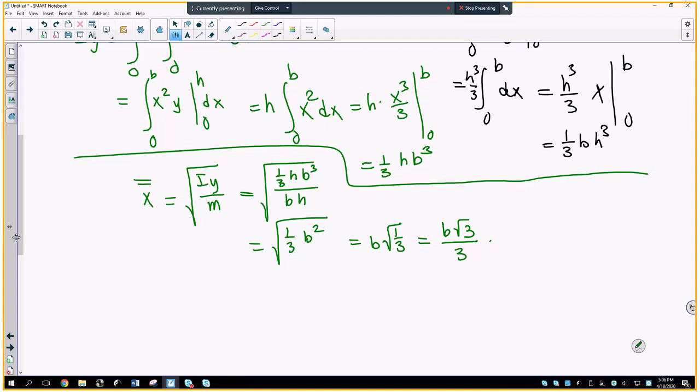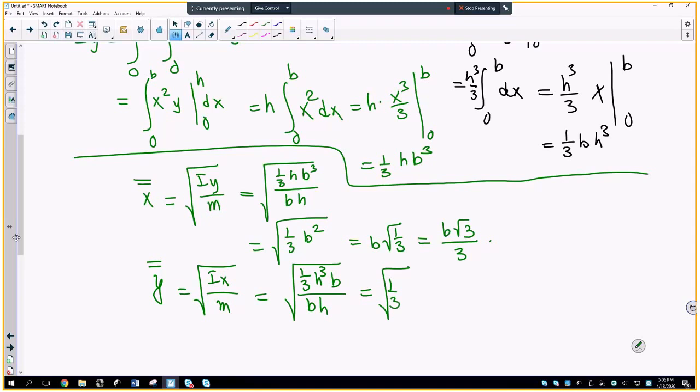Similarly, we're going to find y double bar, and we will get the square root of Ix over m. That will be equal to, that was 1/3 h cubed b, and I'm still dividing by the mass bh. So I get 1/3. Again, you cancel the h and b, you get h squared. So this is h times the square root of 1/3, which I'm going to go ahead and write as h square root of 3 over 3 units. So that answers my question.